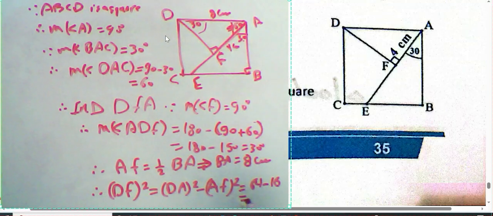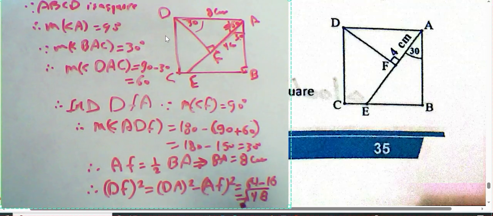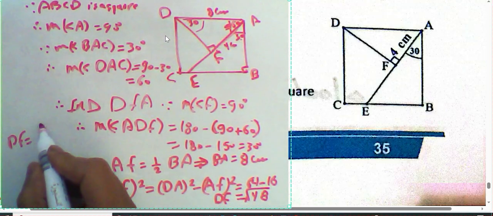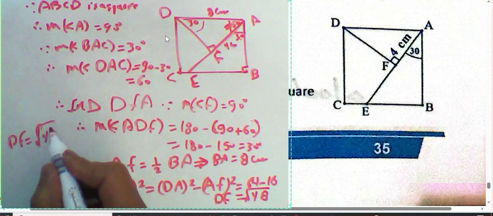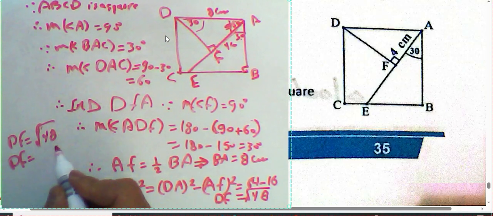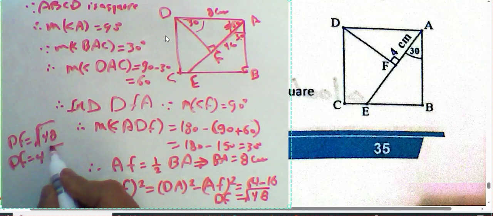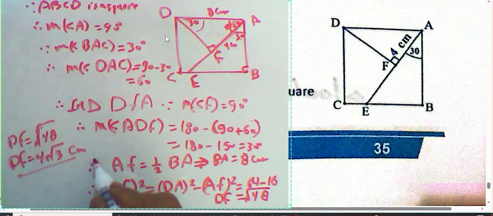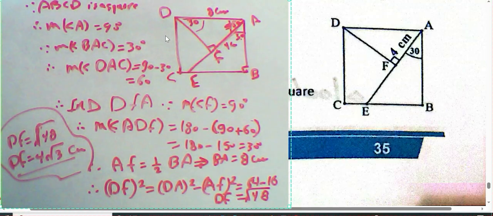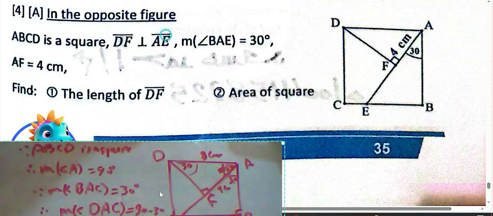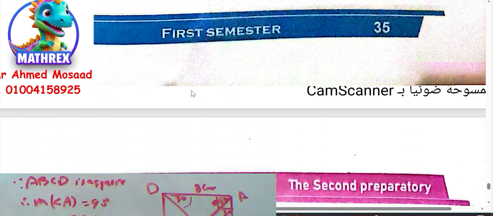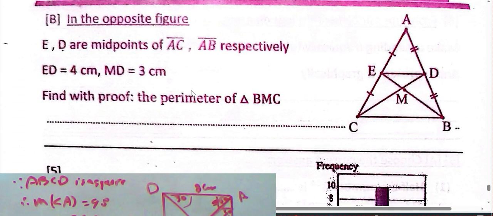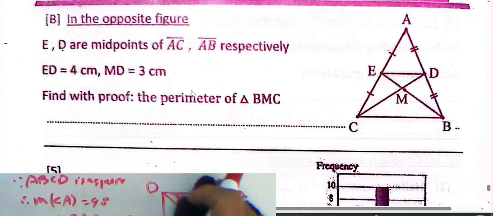We can find the difference: 64 minus 16 equals 48, and then find the square root of 48 to find the length DF. Then DF equals square root of 48. We can write 4 root 3 centimeters. The length will be 4 root 3 centimeters. Next question. He wants to find the perimeter of triangle BMC.